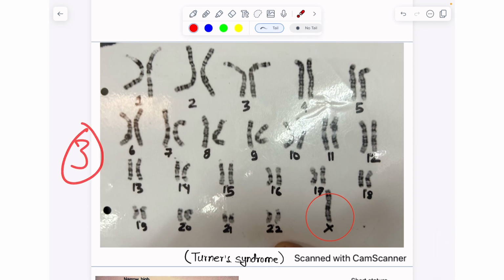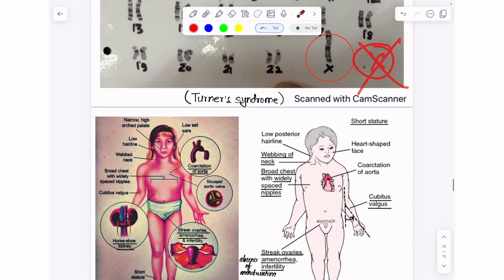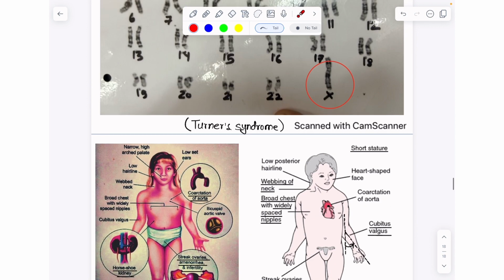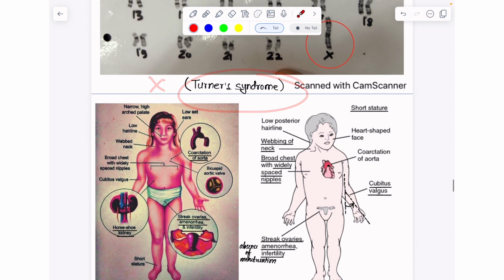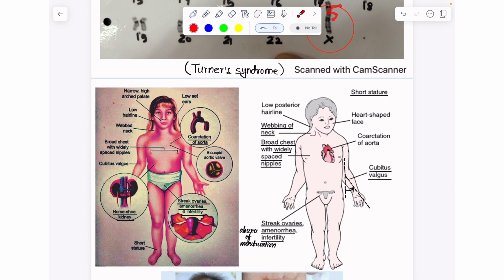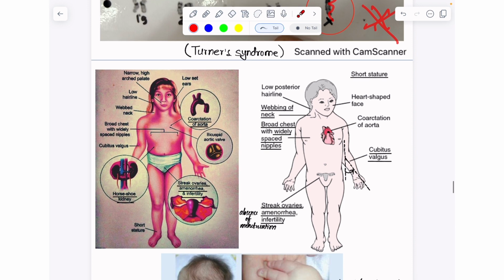Question number 3. Here you can see that there is only one X chromosome, or there is monosomy X. So this is the karyotype of human female lacking one X chromosome. So the condition appears in a female, and this condition is called Turner's syndrome. So monosomy X, that's Turner's syndrome, which is a syndrome of female, and due to just one X chromosome or deficient of one more X chromosome, the features are less feminine.